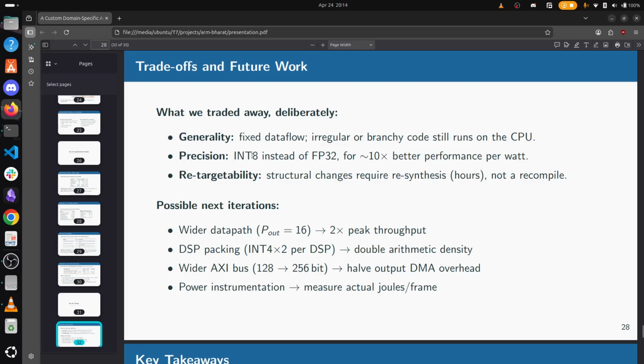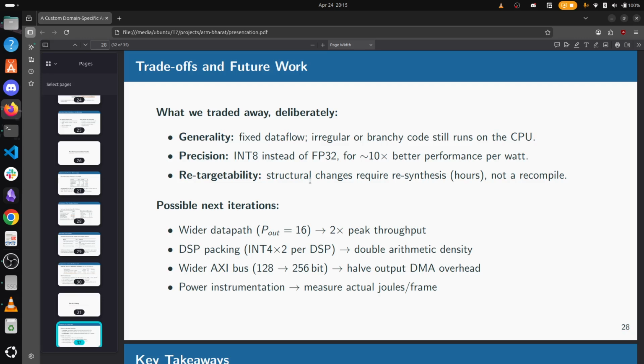We also can only use the int8 data type, which means we are losing a little bit of accuracy compared to the CPU's FP32, but in return we are getting much better performance per watt. And also we cannot retarget our accelerator. Suppose we want to change our accelerator to some other algorithm. Now we don't want to run CNN, we want to run, suppose, LLM. Now we have to change the architecture and the silicon of our entire accelerator.